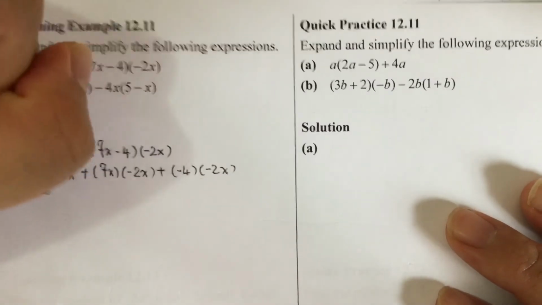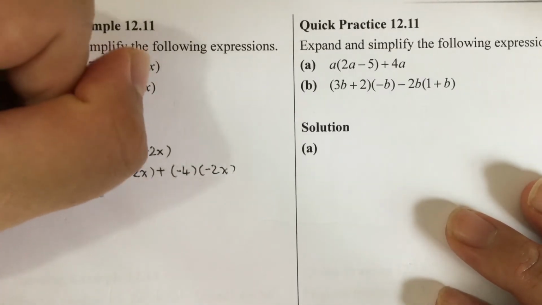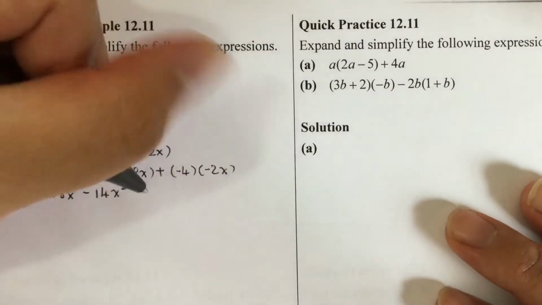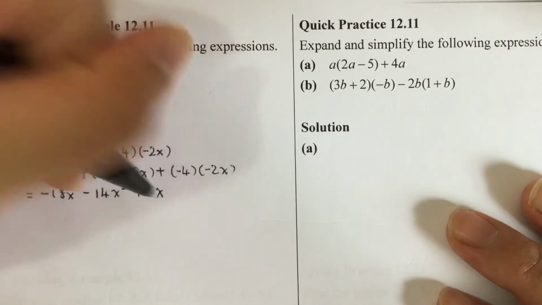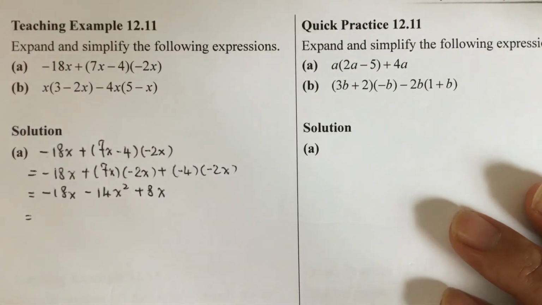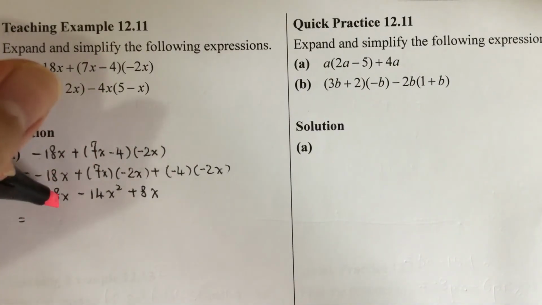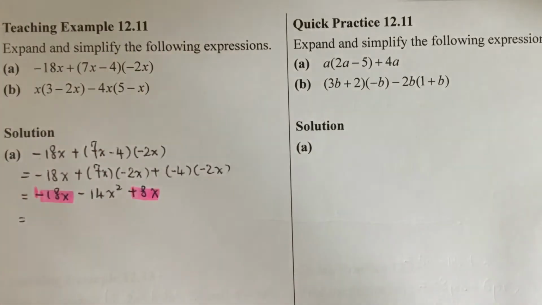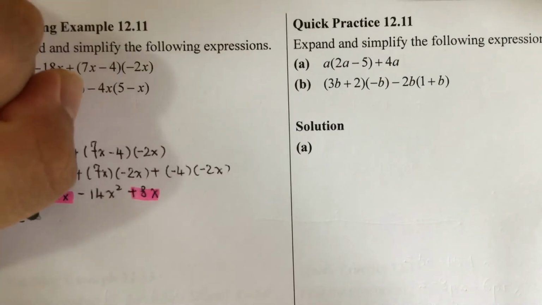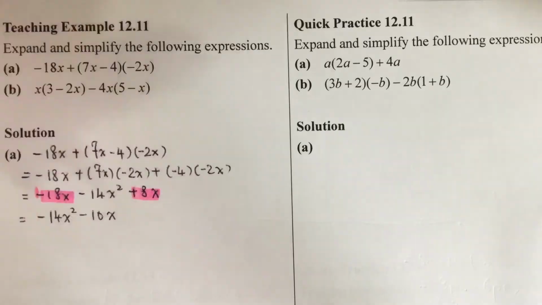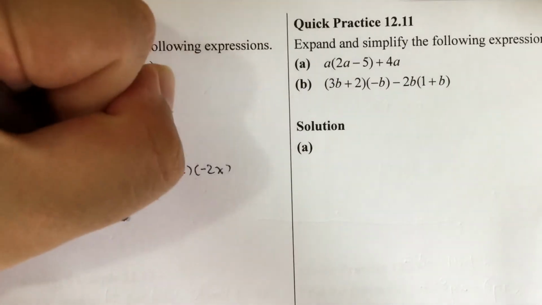So this time is negative 18x minus 14x squared. And then finally, negative 4 times negative 2, this is plus 8x. And then now, we can do the addition and subtraction. So we have two like terms, that is negative 18x and plus 8x. So we will add them all together. So this one is negative 10x. So the final answer, negative 14x squared minus 10x. And then we can finish part A.